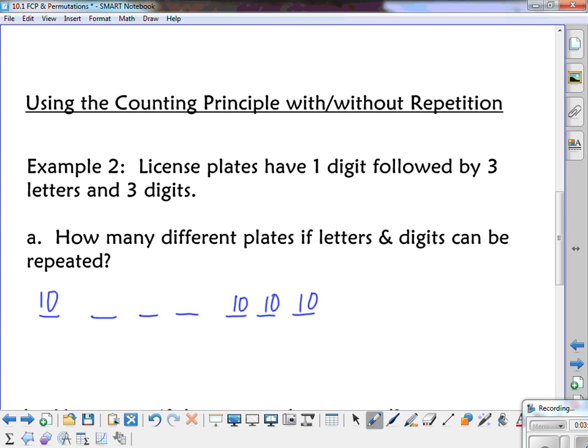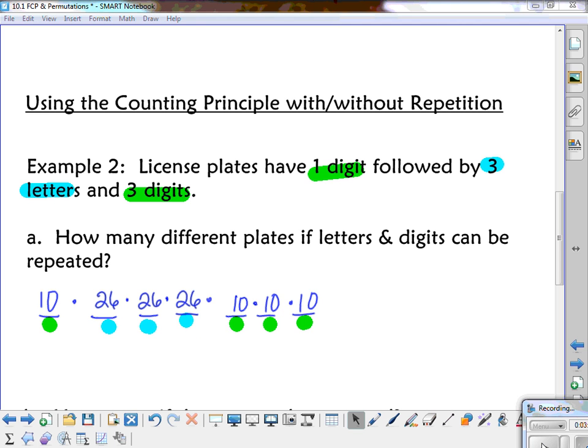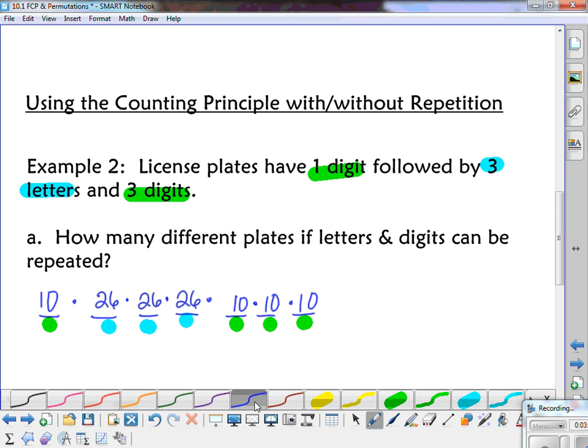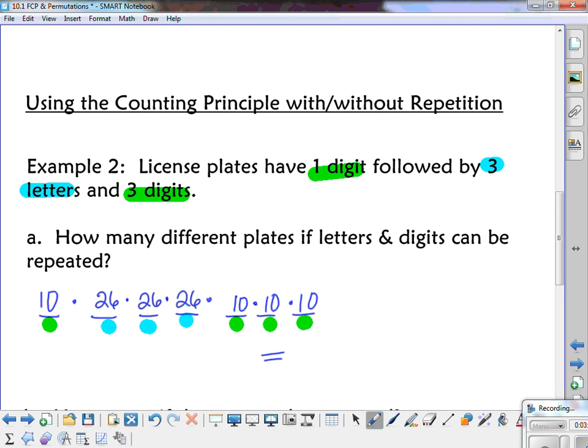And then how many letters are in the alphabet? 26. Yes, 26. So all you have to do to find out how many different license plates we could make is multiply them together. So in a calculator, multiply those. All right, anybody figure out what that multiplies to? A big number. What is that big number? 175,760,000. That's a lot of license plates, isn't it?